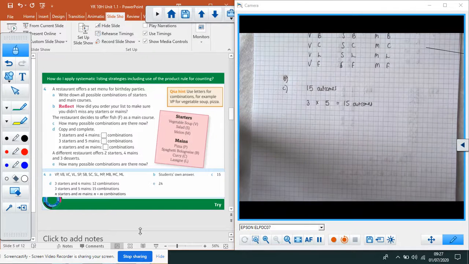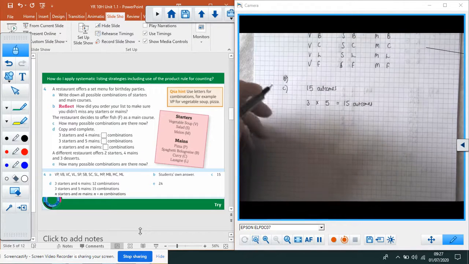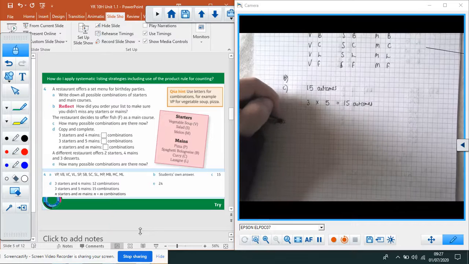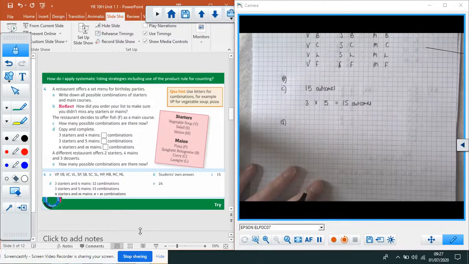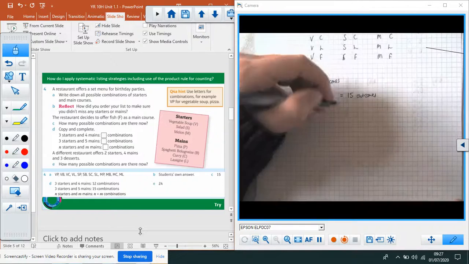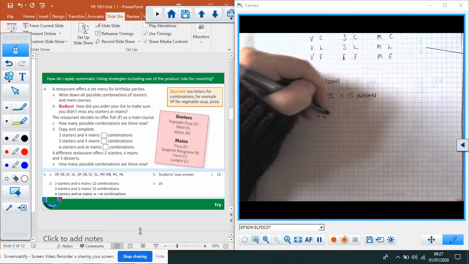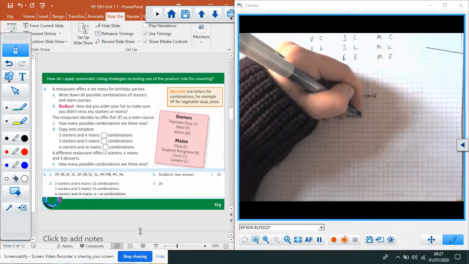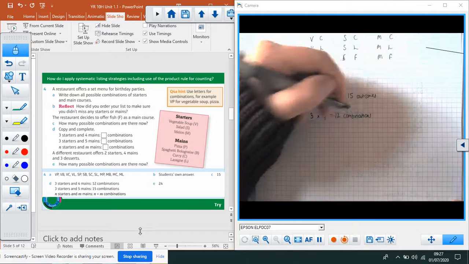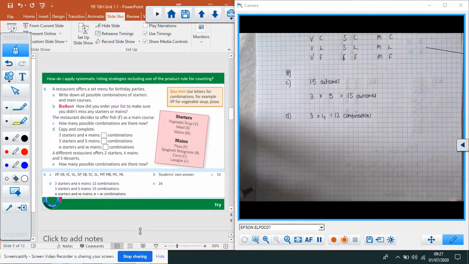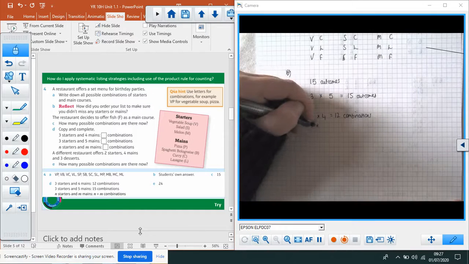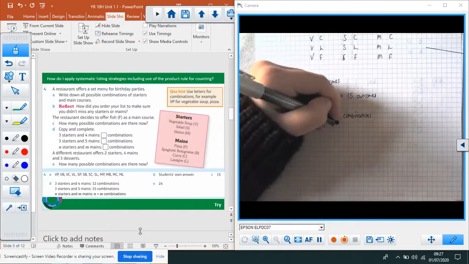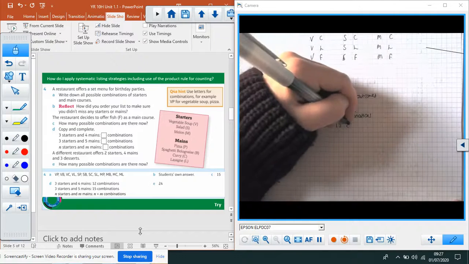Okay. Part D says copy and complete. So if I have 3 starters and 4 mains, how many combinations can I have? Well, I'm going to have 3 times 4, so 12 combinations. For 3 starters and 5 mains, we've just done that. It's 3 times 5, so that's 15 combinations.